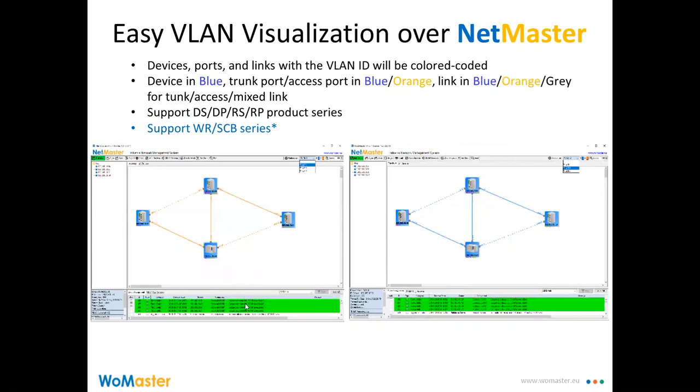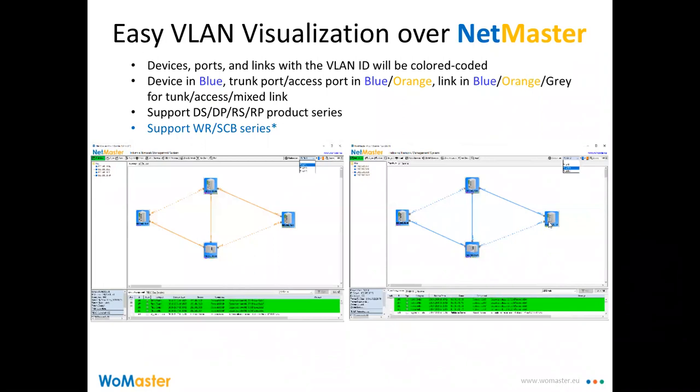They must also support the VLAN visualization. Okay, see here: devices, ports, links, the VLAN ID can be color coded. You can see different VLAN numbers here that you can choose. It will automatically detect how many VLANs are in this topology. So you can choose the existing VLAN you want to show, and then they will display in different colors.